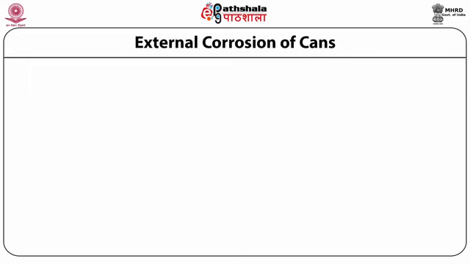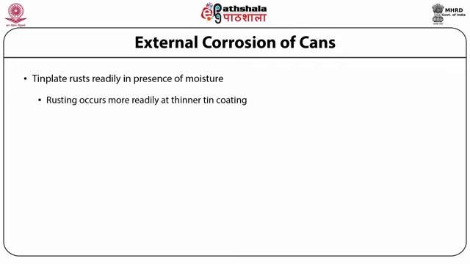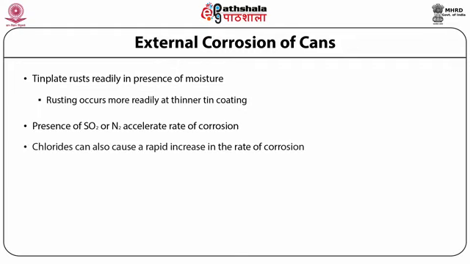Now we will discuss the external corrosion of cans. Tinplate rusts readily in the presence of moisture, rusting occurring more readily with a thinner tin coating. The presence in the atmosphere of sulfur dioxide or oxides of nitrogen accelerates the rate of corrosion, since they dissolve to form acids. Chlorides can also cause a rapid increase in the rate of corrosion.